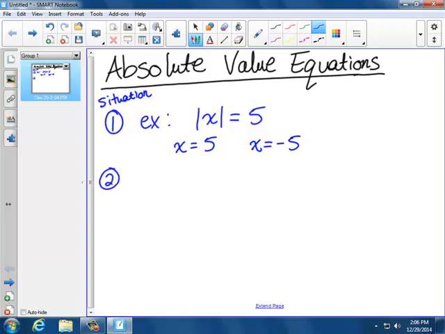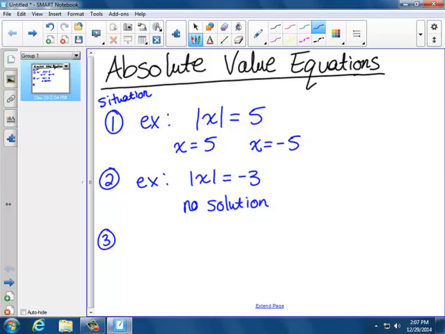How about situation 2? The absolute value of x equals negative 3. Is there anything I can put in for x, take the absolute value, and get negative 3? There's not. This has no solution, because remember, with absolute values, no matter what you plug in, you're going to get a positive as the answer.